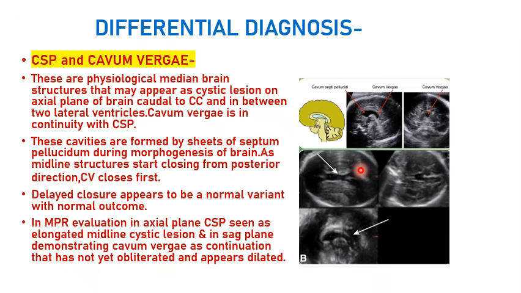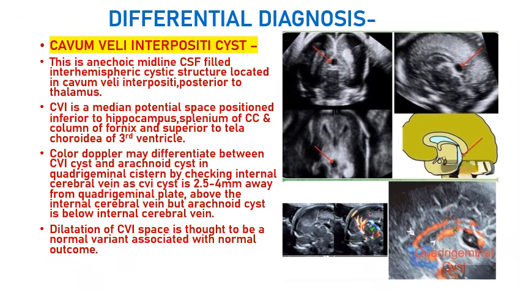As midline structures start closing from the posterior direction, Cavum Vergae closes first. Delayed closure appears to be a normal variant with normal outcomes. In multiplanar evaluation, in the axial plane, we can see CSP as an elongated midline cystic lesion, and in the sagittal plane, we can see Cavum Vergae as a continuation of CSP, which is not yet obliterated and appears dilated.